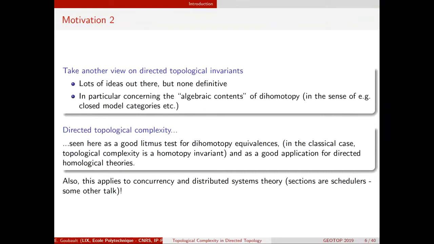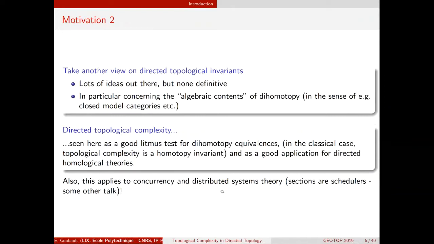The second motivation to go to directed topological complexity is that, contrary to classical topology, there are many ideas about what should be dihomotopy equivalences. We have competing definitions, and so it's good to have some good test cases so that we can decide which one is better, which one is going to be the definitive dihomotopy equivalence.